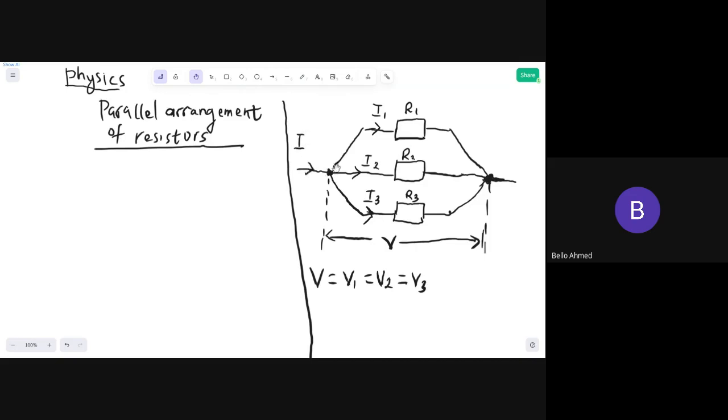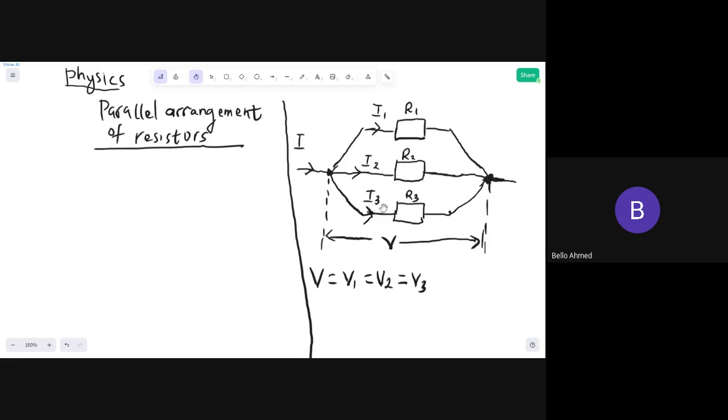So when the current gets to this junction, it is going to separate into I1, I2, and I3, depending on the value of the resistance. Meaning that the current passing through here, I1, is going to be different from the current passing through I2, which is different from the current I3. Meaning I1 is different from I2, is different from I3.